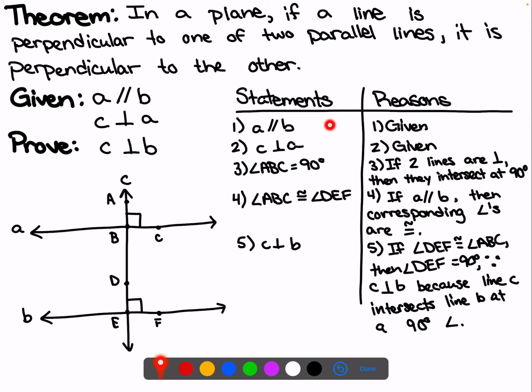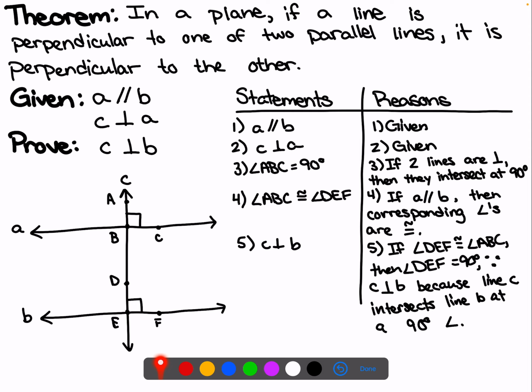So, statement 1, A is parallel to B, that is given. C is perpendicular to A, that is also given. From here, I can say that angle ABC is equal to 90 degrees, because if two lines are perpendicular, then they intersect each other at 90 degrees. From here, I can say that angle ABC is congruent to angle DEF, because if we have parallel lines, corresponding angles will be congruent. That's one of those shortcuts that we just covered.